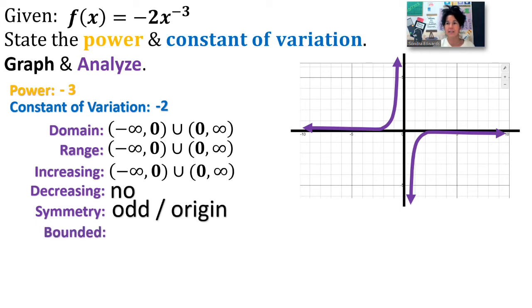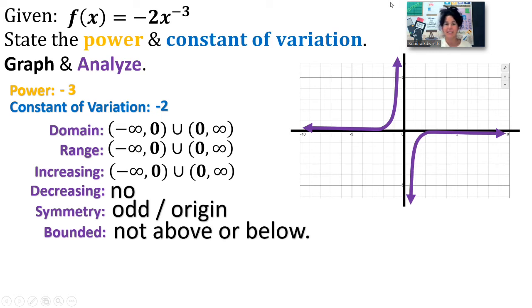All right, next, boundedness. Can we put a ceiling and ensure that the graph stays below it, or can we put a floor and ensure that the graph stays above it? Well, we cannot put in a floor because this is going down forever. We cannot put a ceiling because it is going up forever. So it is not bounded above or below, so not bounded.